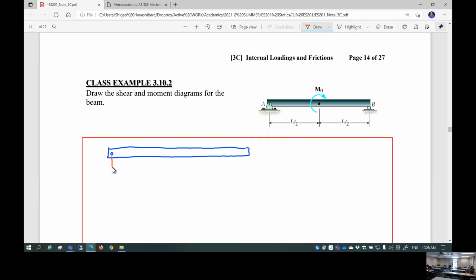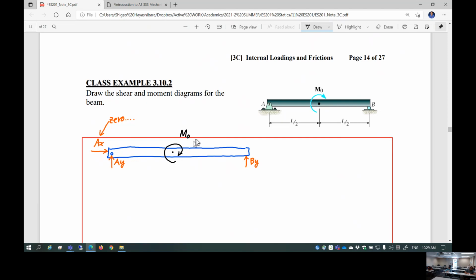So you have AY and AX. And before you even move on to the next page, you kind of know this is 0. So, okay, this is 0 probably, and it is 0. And this is BY. And then you have externally applied point moment right in the center, which is M0.